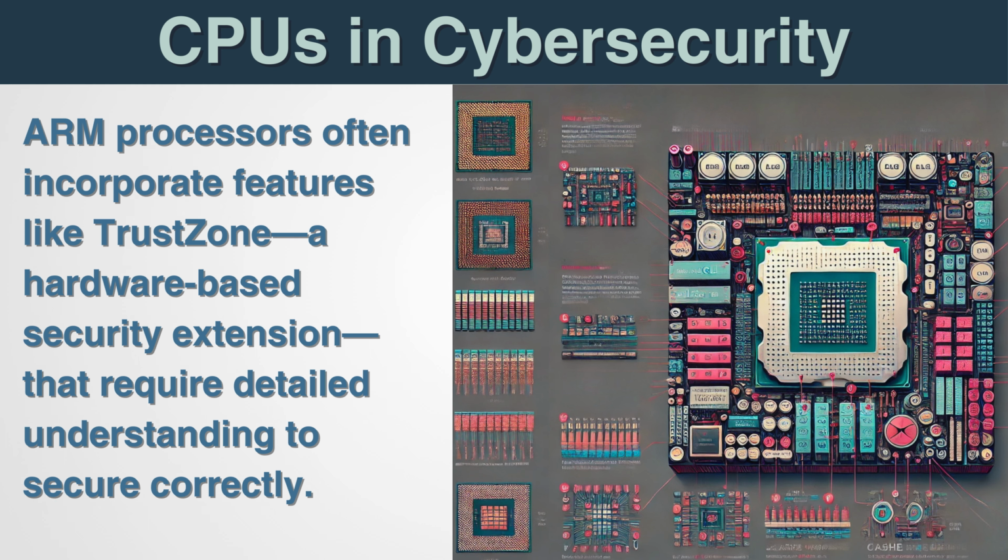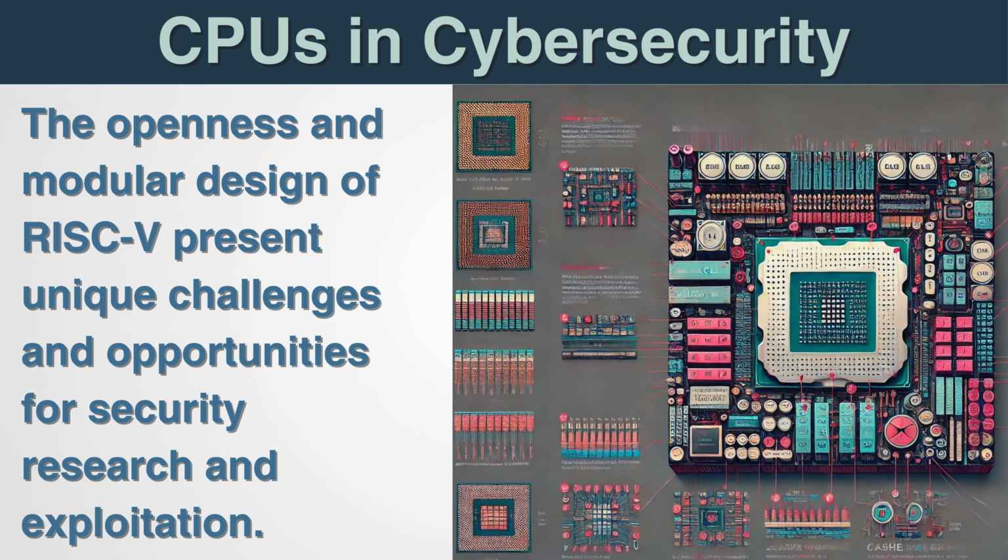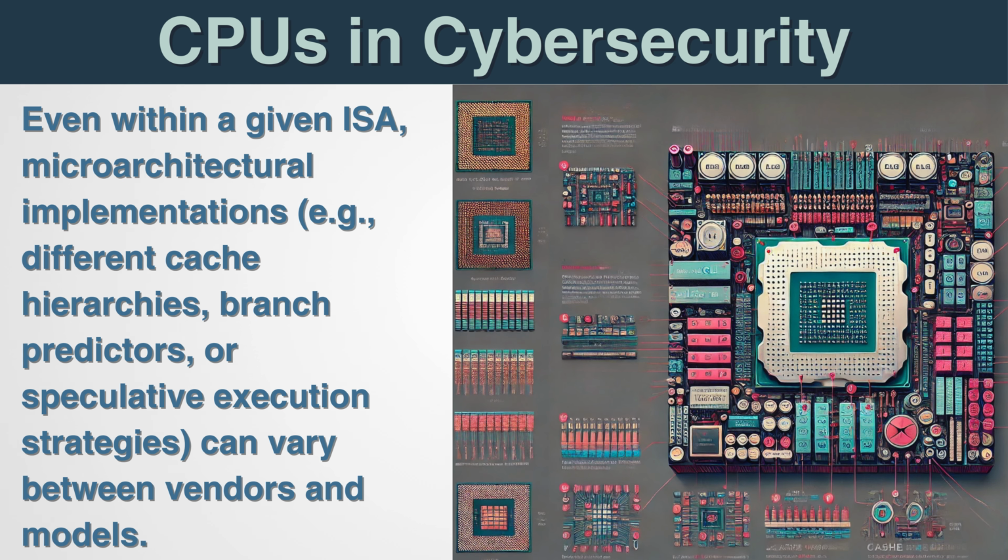Considering ARM, this typically uses a reduced instruction set computing, RISC, architecture with a focus on power efficiency. ARM processors often incorporate features like TrustZone, a hardware-based security extension that requires detailed understanding to secure correctly. RISC-V is an open ISA that allows for extensibility. Its openness and modular design present unique challenges and opportunities for security research and exploitation. And ISA stands for Instruction Set Architecture, that crucial concept in computer architecture that defines how software communicates with hardware.